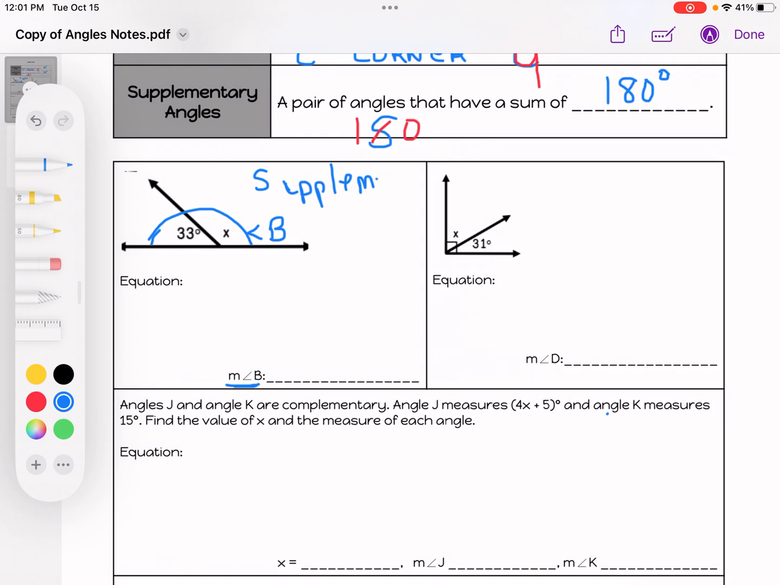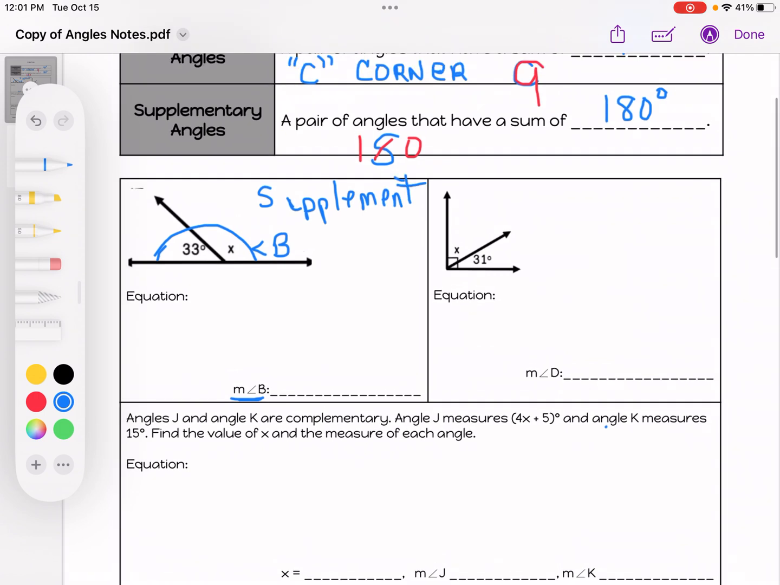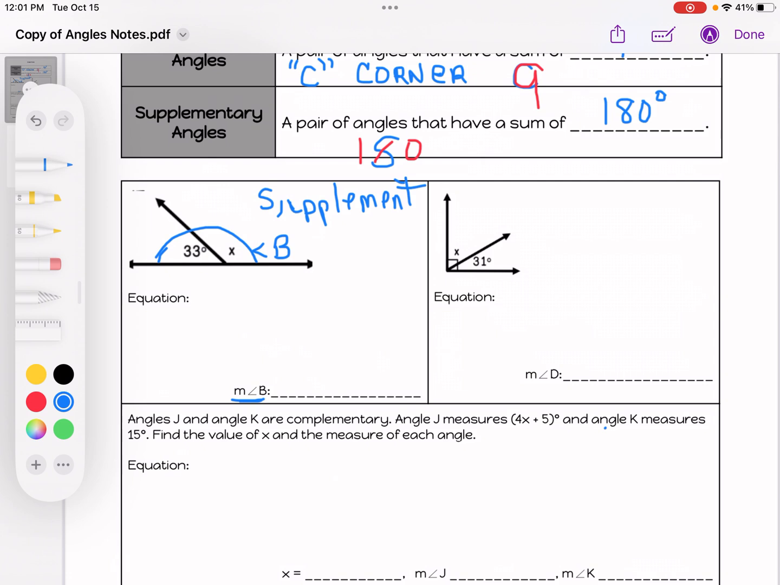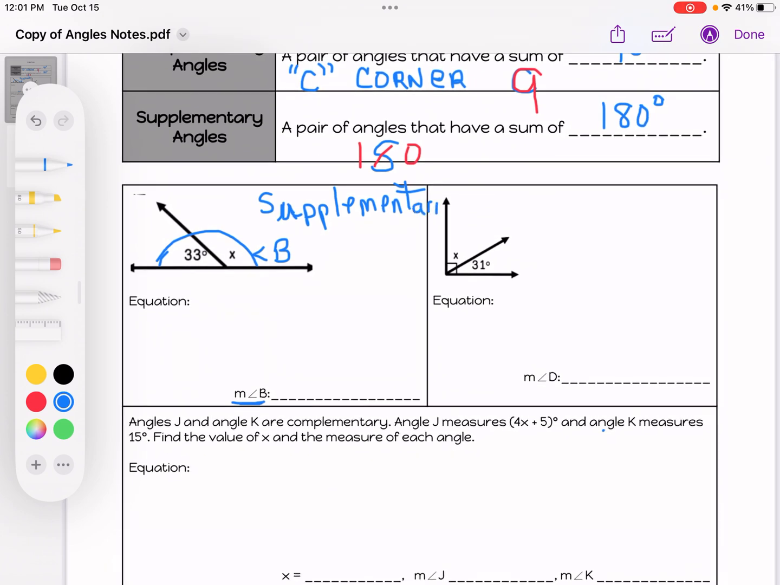These are supplementary. And so all we're going to do is take our two angles and add them together and put them equal to 180 degrees. So we have the 33 degree angle plus angle X or angle B. And that's it. That's what our equation looks like. Very important that we can write the equations because a lot of times that's all they want you to do. So very important that step.